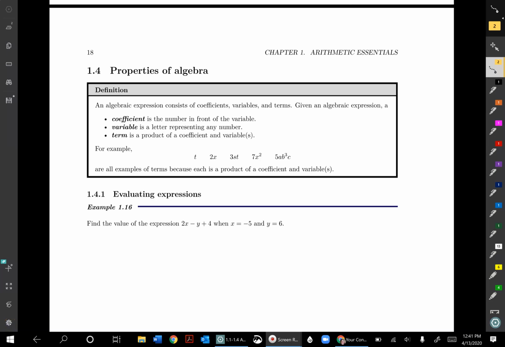In this video, I go over the properties of algebra. You can refresh in your book with this or watch along with these. Page 18 of your workbook is where I'm at.